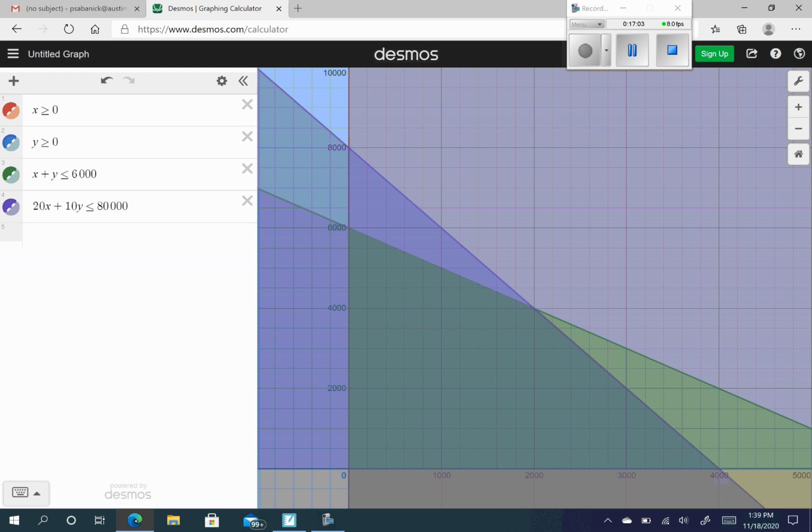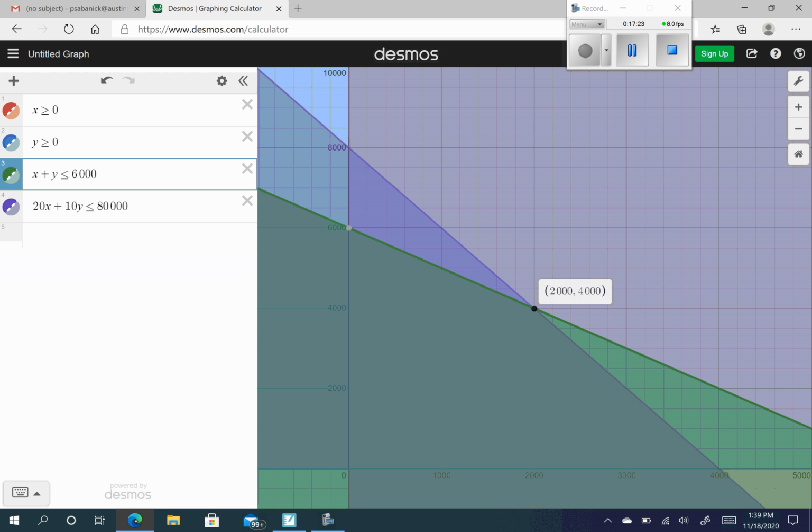I could take maybe 3,000 of the water bottles and 2,000 medical kits. I can do 2,000 of each right here. I can go even in the middle. Anything, any point that's in the shaded region. I can even pick a point that's right at a vertex right here. So I could pick 2,000 water bottles and 4,000 medical kits.